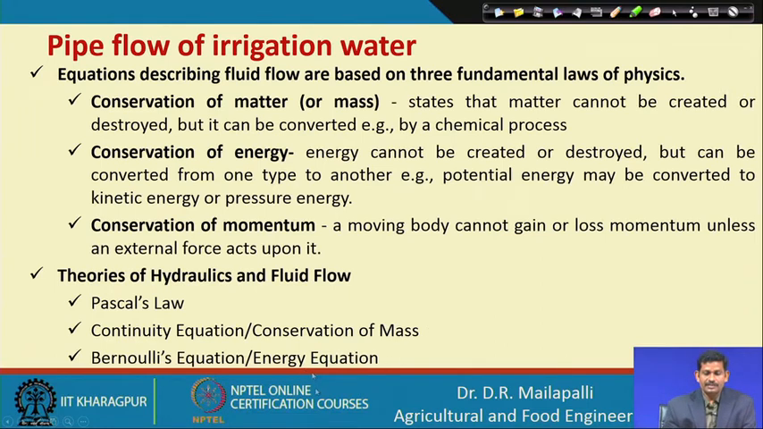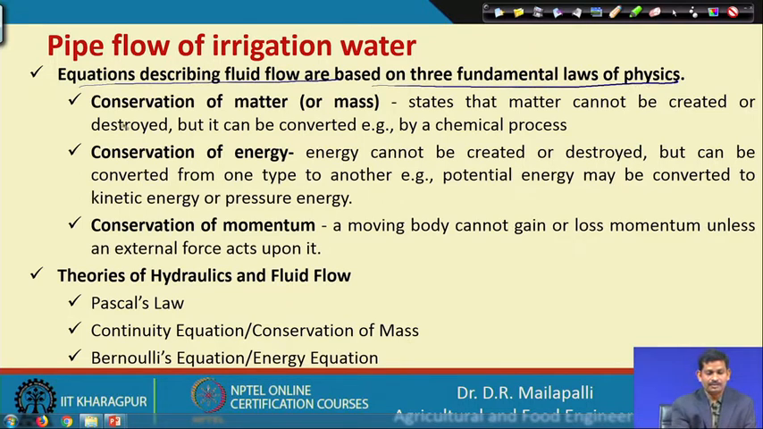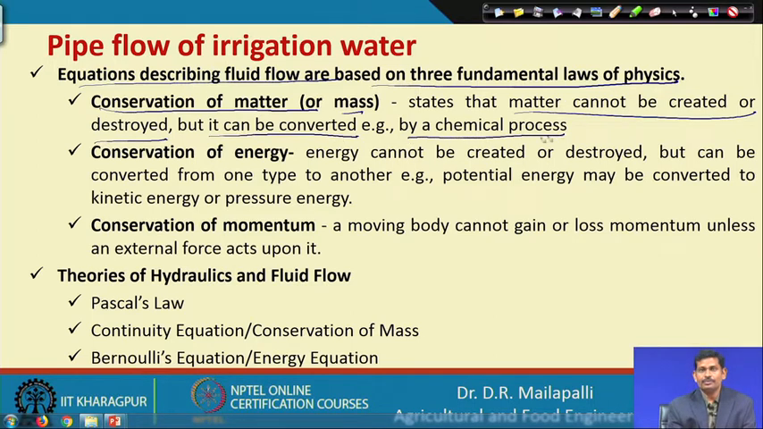Okay, so then pipe flow irrigation water. Mostly for pipe flow, the equations we use to describe the fluid flow are based on 3 fundamental laws of physics. One is conservation of matter or mass, which states that matter cannot be created or destroyed, but can be converted by a chemical process. And conservation of energy: energy cannot be created or destroyed, but it can be converted from one type to another, for example, potential to kinetic energy.